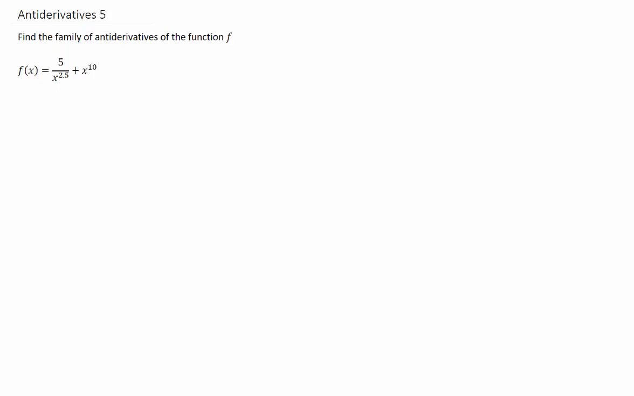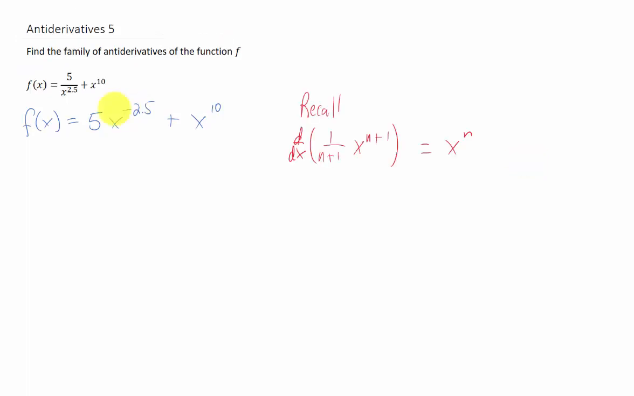All right, we're going to find the family of antiderivatives of this function right here, and the first thing I'm going to do is rewrite this a bit. So that x to the 2.5 power in the denominator can be moved up to the numerator and the power becomes negative. And we are looking for the function whose derivative is 5x to the negative 2.5 power.